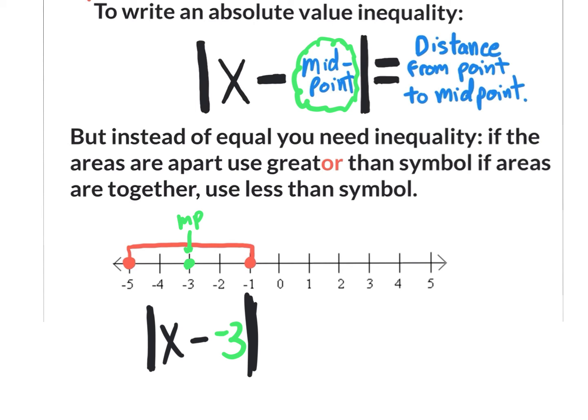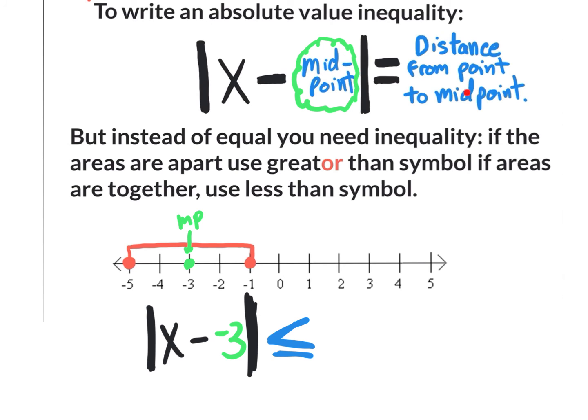So these areas are not apart. So I'm not going to use a greater than symbol. I want to use a less than symbol, right? So once again, if these areas would have been apart, I would definitely use a greater than symbol. I put or in red because or usually means apart. So if they're apart, you use the greater than symbol. Since they're together, you're going to use the less than symbol. So here's my less than symbol. Not only that, these guys are solid dots. So I need a solid line underneath that less than symbol.